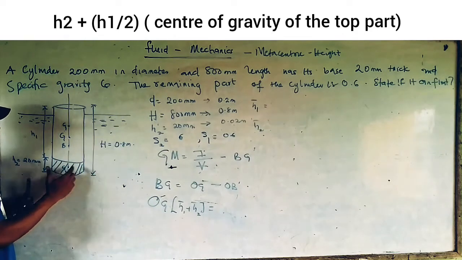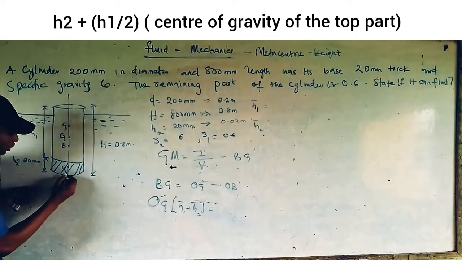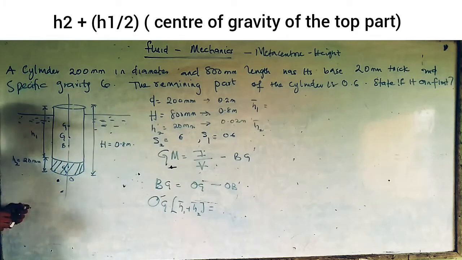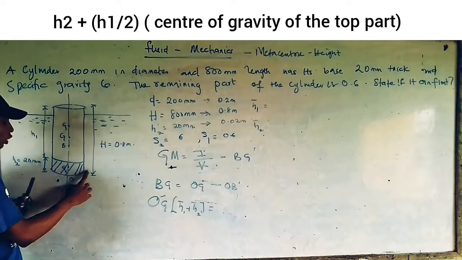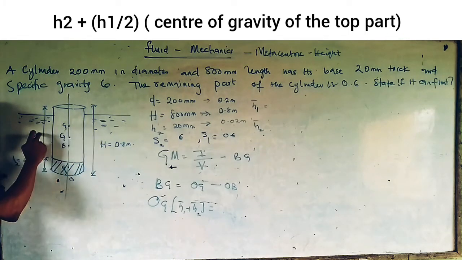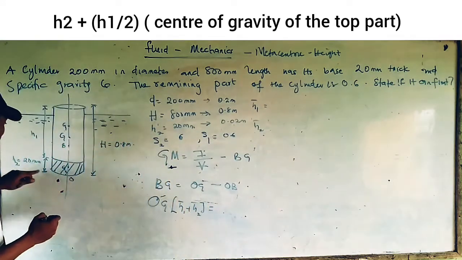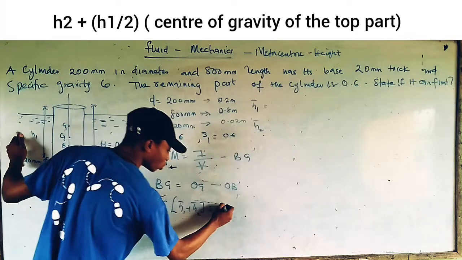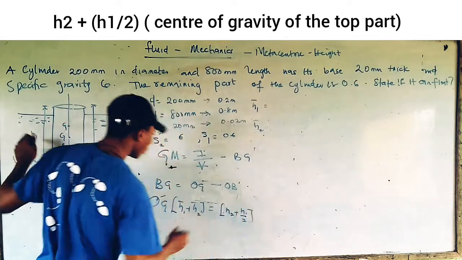Which we do, that is dividing the center of gravity of this one, adding it to this one. That is the distance from this place to the center of gravity of the top part of the cylinder, which will give me the H2, taking the distance from here to here, and also taking half of the distance from here to here, which will include, that is OG, which is H2 plus H1 divided by 2. H2 plus H1 divided by 2, that is OG1.